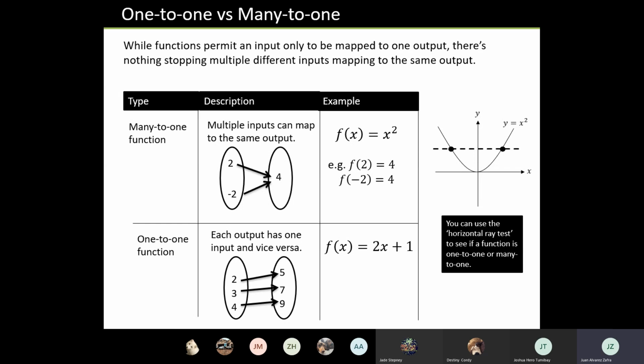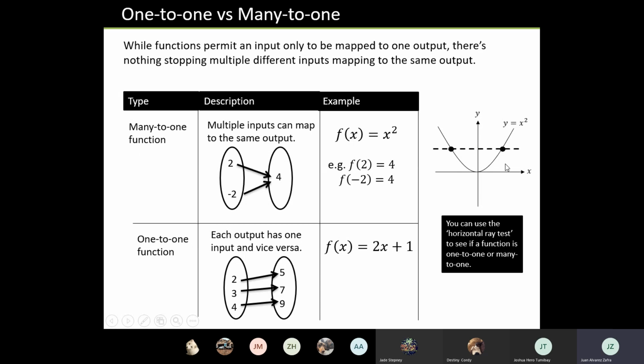So taking vertical rays tells us whether something is a function. Taking horizontal rays or cuts tells us whether it's many-to-one or one-to-one. This function here is one-to-one, meaning that when we make horizontal cuts, it only ever crosses the curve once. Whereas for this one, y equals x squared, can you see when x equals 2 or when x equals minus 2, we get the output 4. So the output 4 comes from two possible inputs. So this is a function, but it's a many-to-one function.